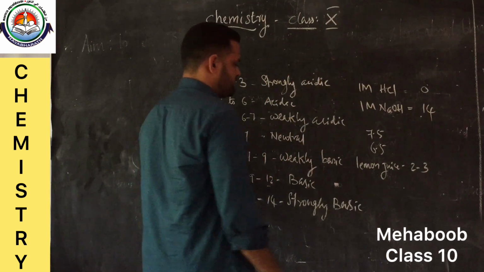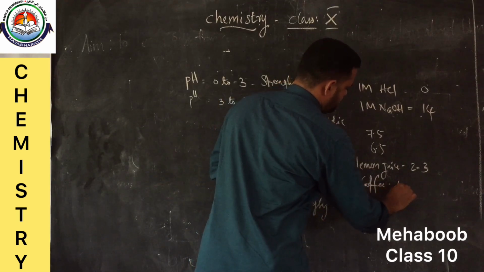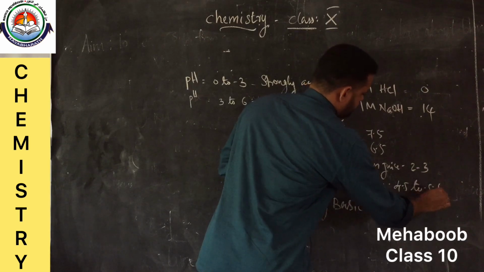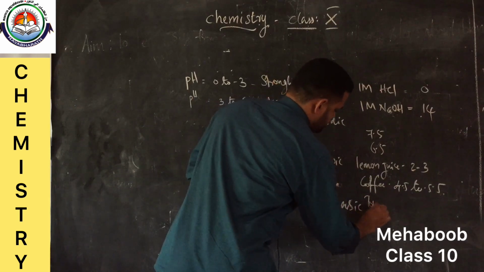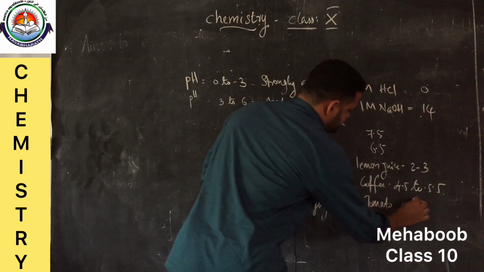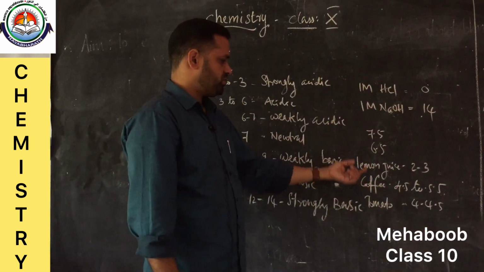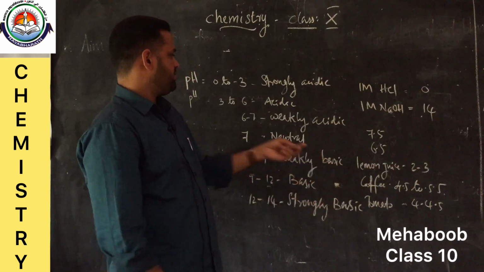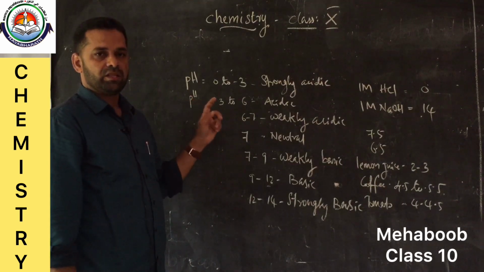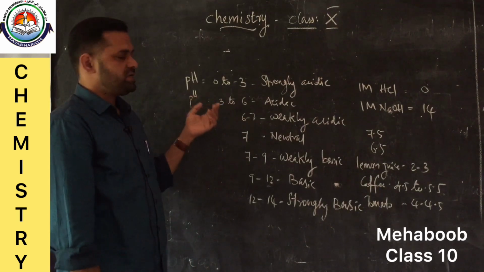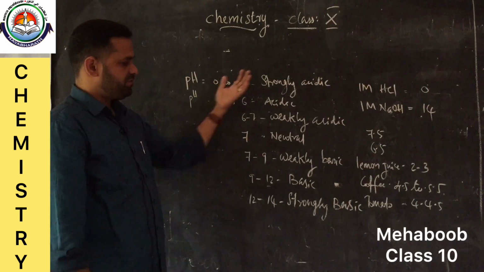And then coffee is 4.5 to 5.5. Tomato juice is 4 to 4.5. These are approximate pH values of different solutions. So anyway, this is pH. We have studied what pH is. It is the negative logarithm of H plus ion concentration. And these are the pH values of different solutions.